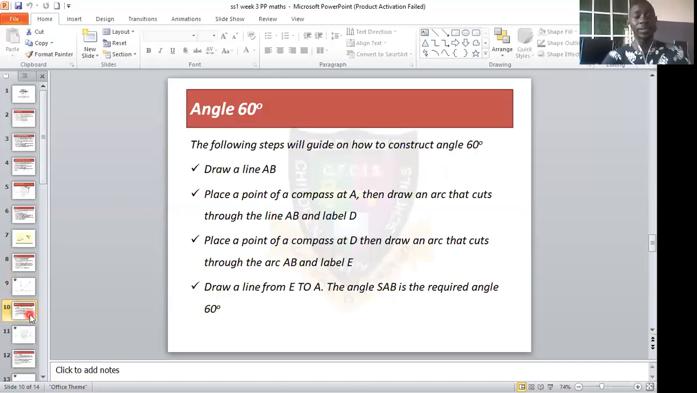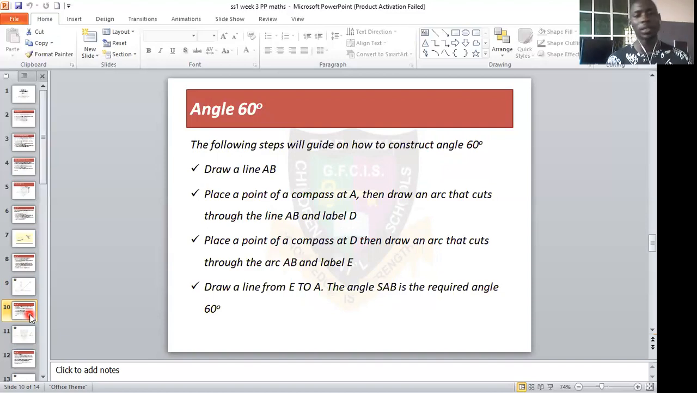So we go to angle 60. The following steps will guide you on how to construct angle 60. First, draw a line AB. Number two, we are familiar with this one, so we can go at a faster pace than before. Place the point of the compass at A. Draw an arc that cuts through line AB and label it D. We are talking about 60 here.